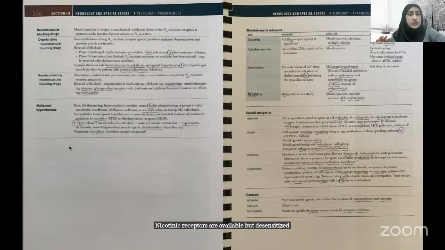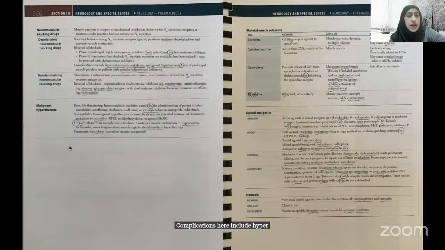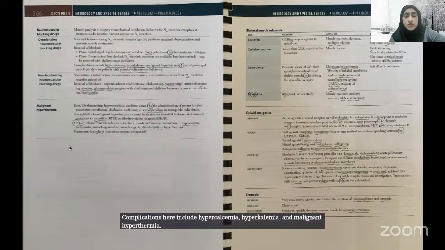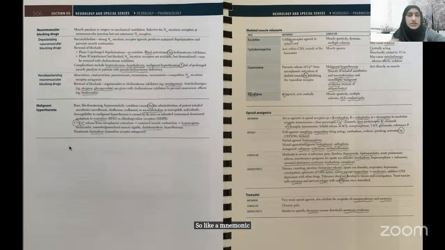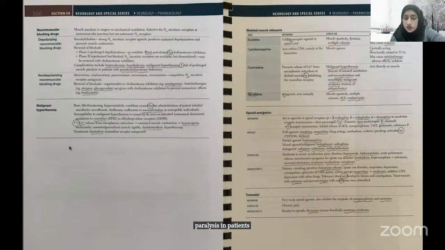So you can clearly see that there are two main differences. Complications here include hypercalcemia, hyperkalemia, and malignant hyperthermia. A mnemonic you can use is that everything is increased. Calcium increased, meaning hypercalcemia. Potassium increased, hyperkalemia. And temperature increasing, malignant hyperthermia. This also increases the risk of prolonged muscle paralysis in patients with pseudocholinesterase deficiency.